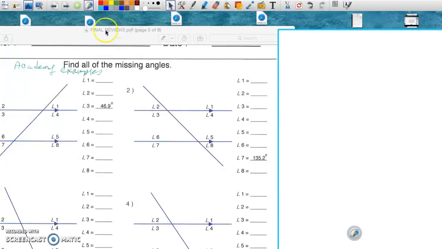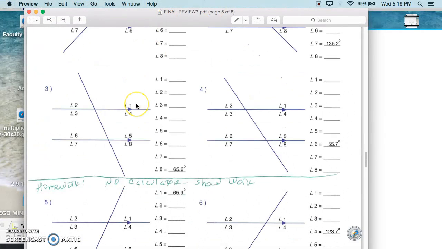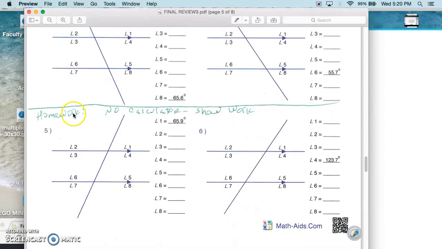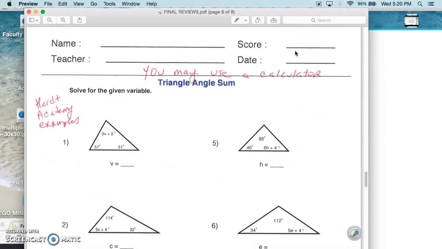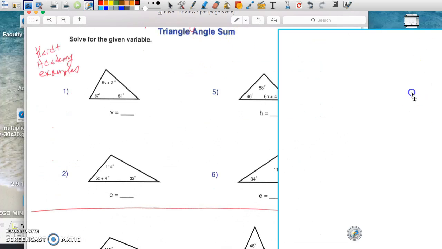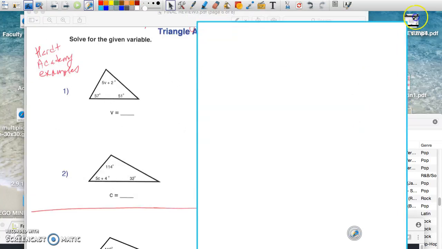Remember, you can always come to me during lunch if you need further explanation for that. And I'm not going to do it anymore. You only have 2 for homework, number 5 and number 6. Let's see what's next. All right, here we go. Going back to algebra.